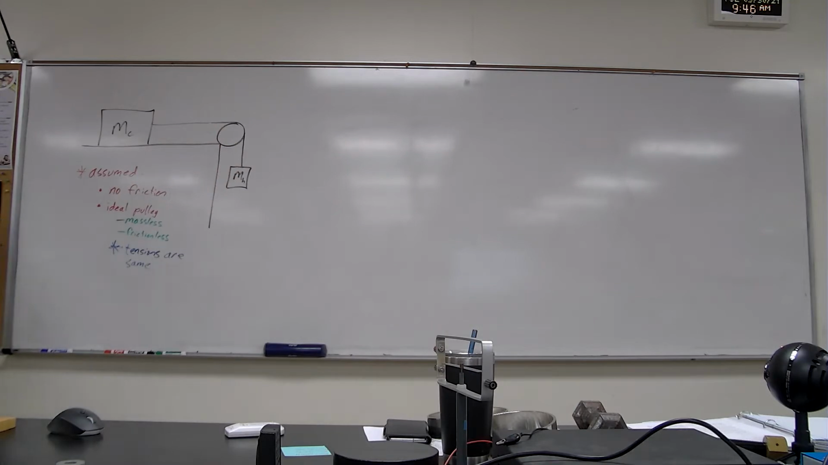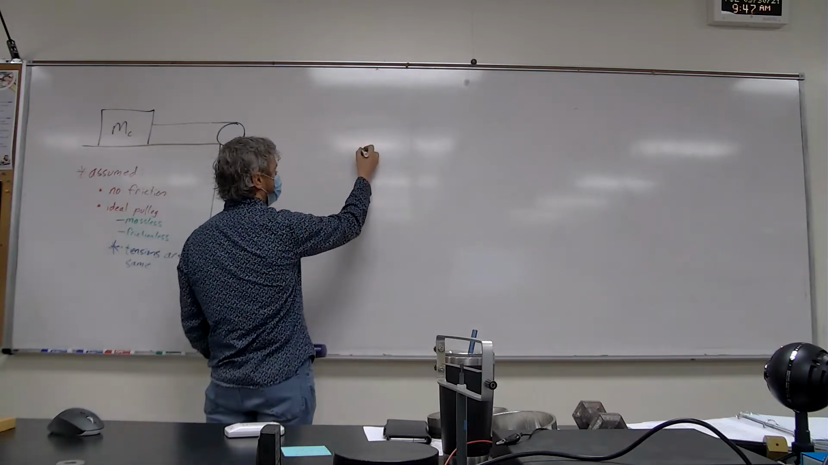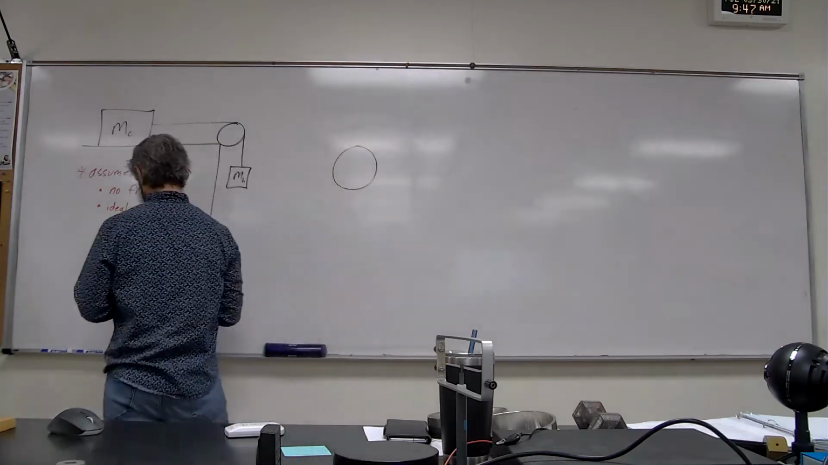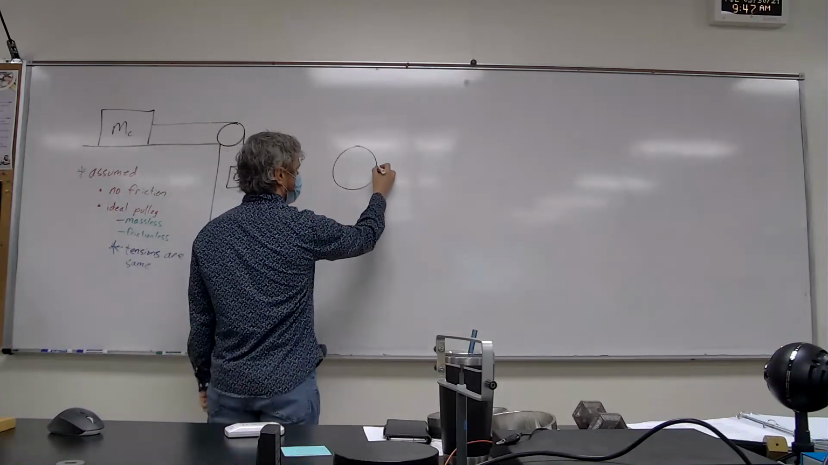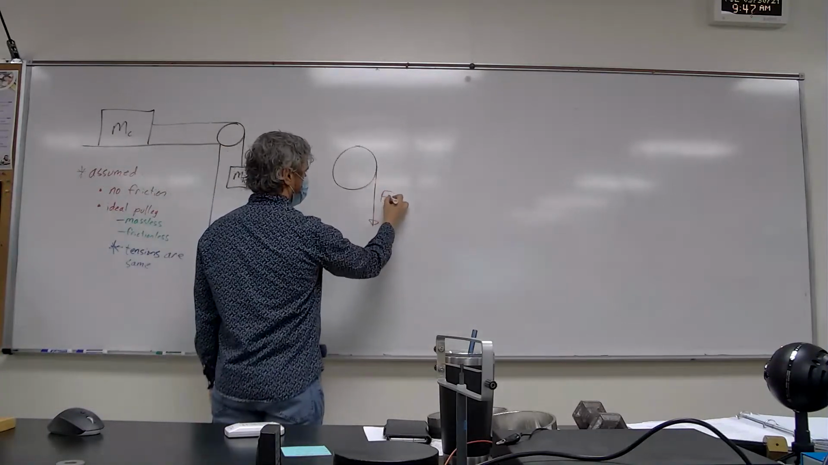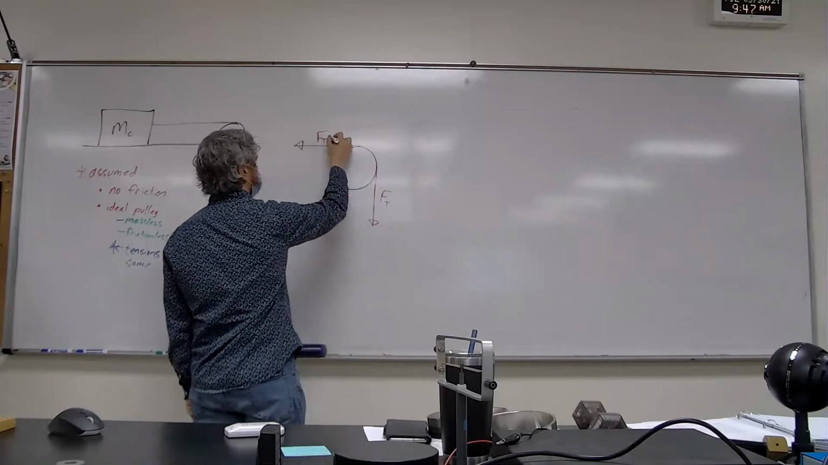And I just told you to know that. Now we can actually understand why that is. Because if I have tensions on both sides, they're going to exert forces on the pulley. I'm going to have a tension pointing down, and I'm going to have a tension pointing this way.